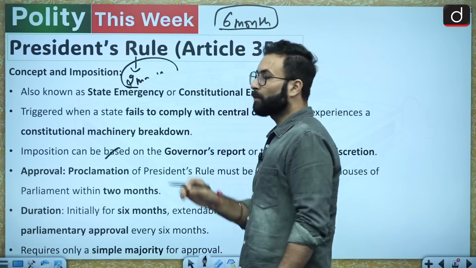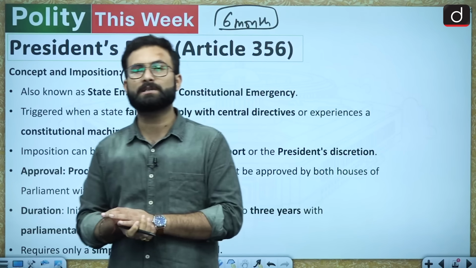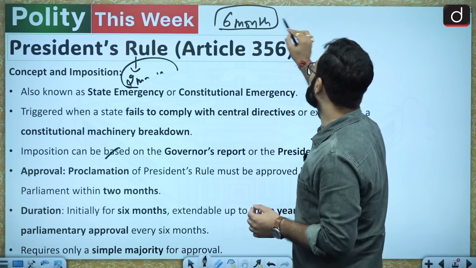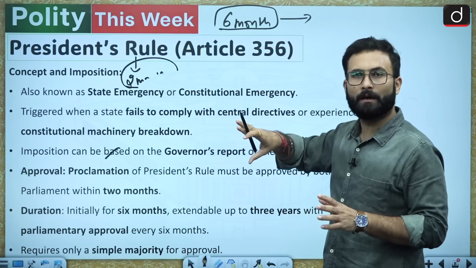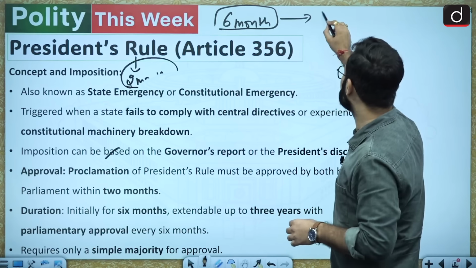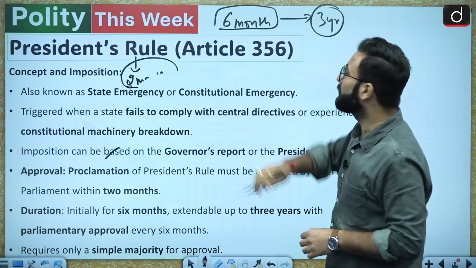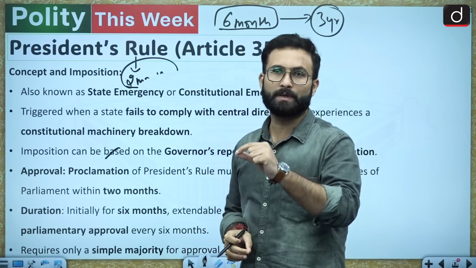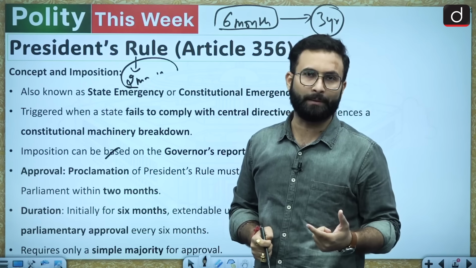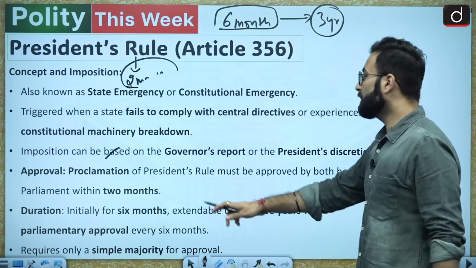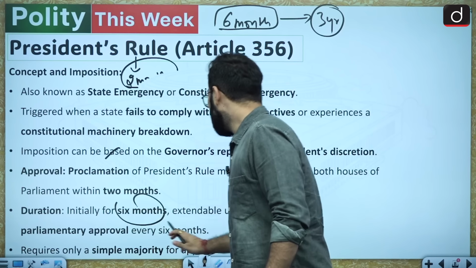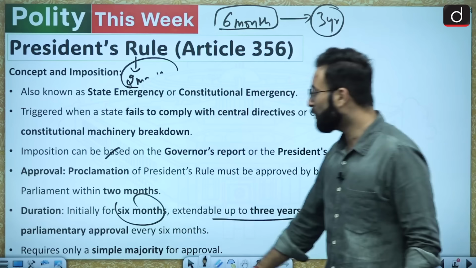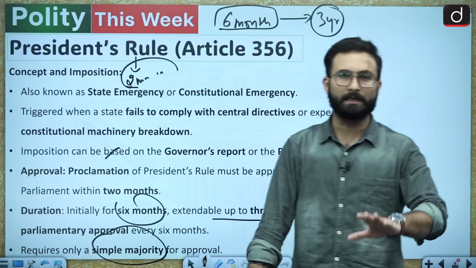So once after the proclamation, you can say president's rule can be there for 6 months only, okay, but that can be extended. If you can say for 3 years, I guess it can be extended for 3 years, 6 months at a time. So after every 6 months you have to take another approval from the parliament, okay. So that is there. Here you can say duration is initially for 6 months, extendable up to 3 years with parliamentary approval every 6 months, and majority is simple majority. I hope that is clear.